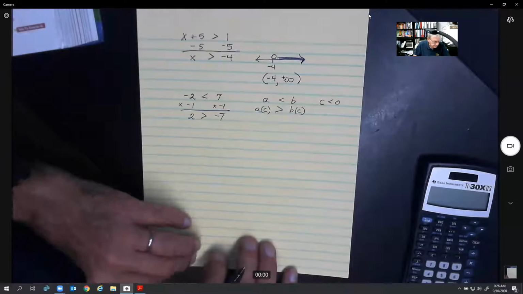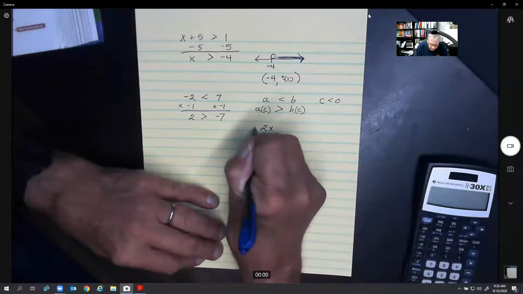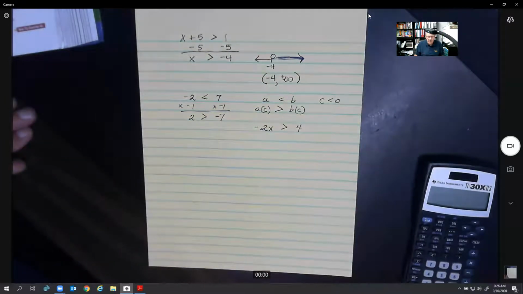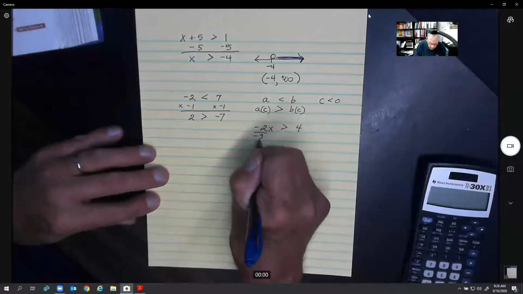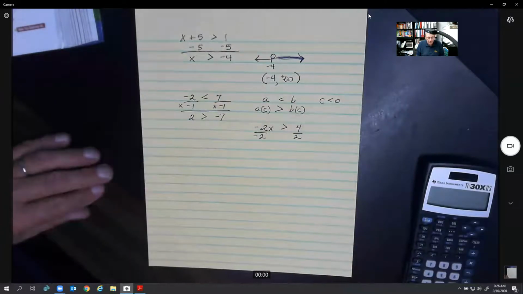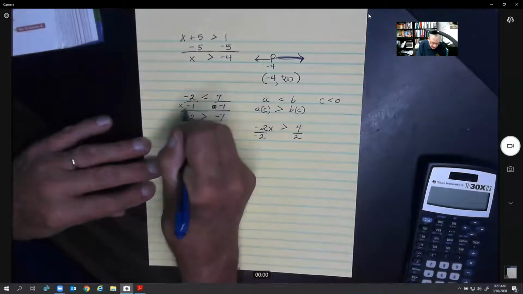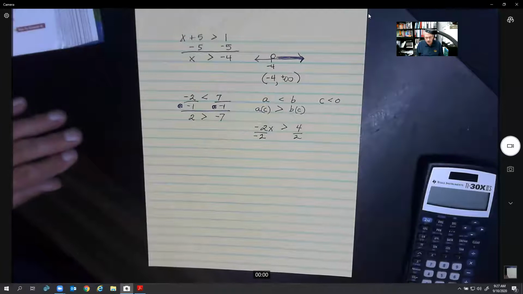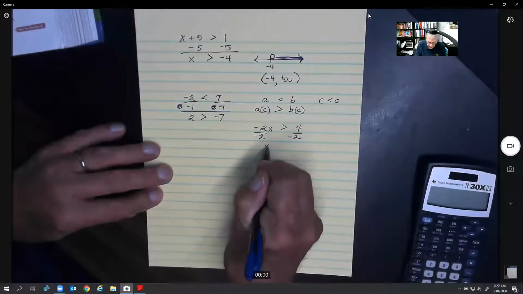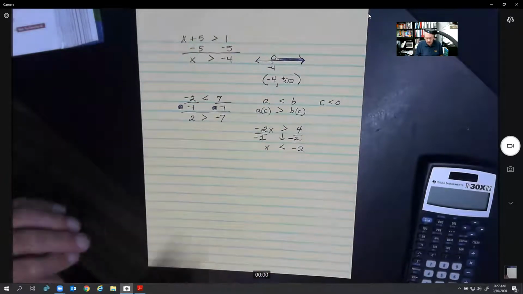So let's try one like that. Let's see if we had just a very simple one. Let's say we had negative 2x is greater than 4. And we divide both sides by negative 2. This also holds up for division. If I divide both sides by a negative, the same thing would hold true. If I divided by negative 1 here instead of multiplying, it would switch things. So the same thing happens here. When I divide by this negative 2, x is now compared to negative 2, the symbol is going to switch. So only if we multiply or divide by a negative.